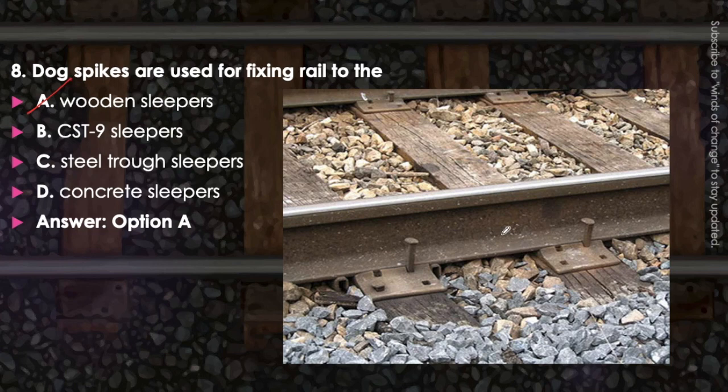Okay, these are the dog spikes which are used with these wooden sleepers. You can see here these are used to fix the rail to the sleeper, to keep it in position and to maintain the gauge.